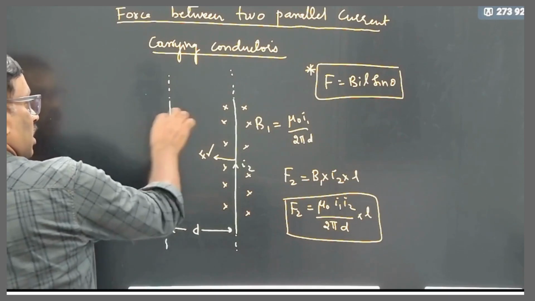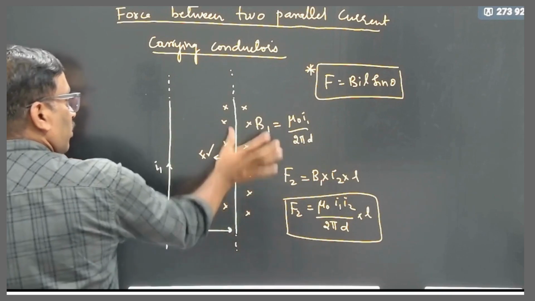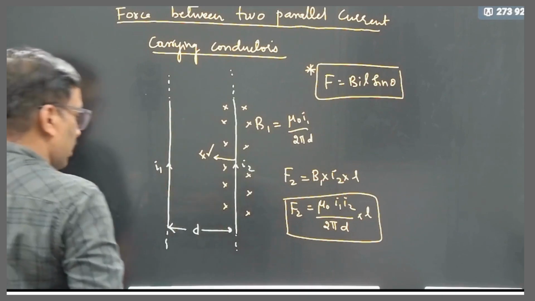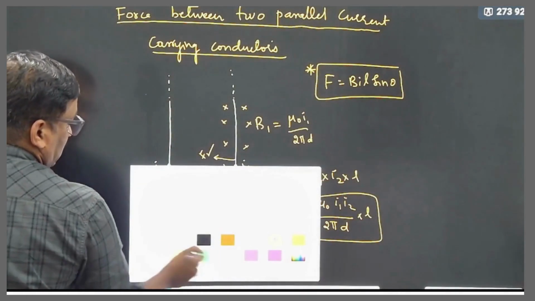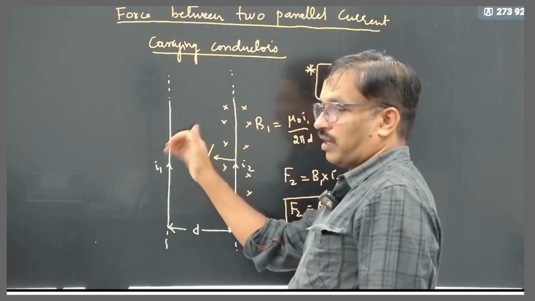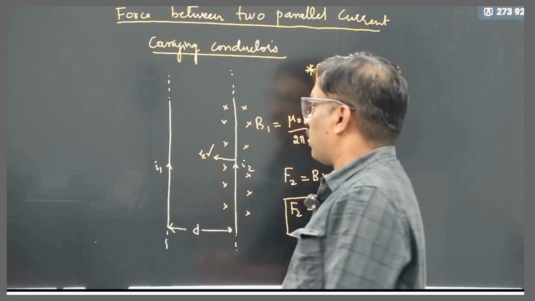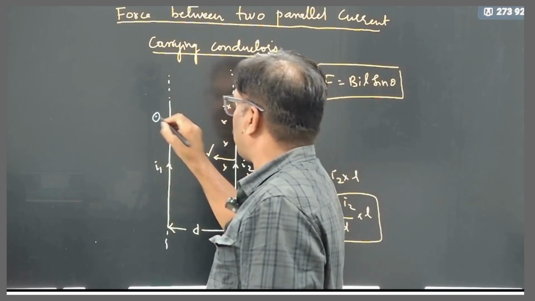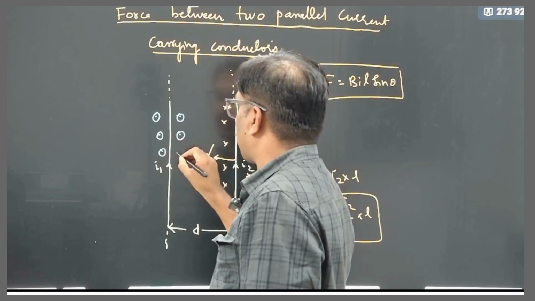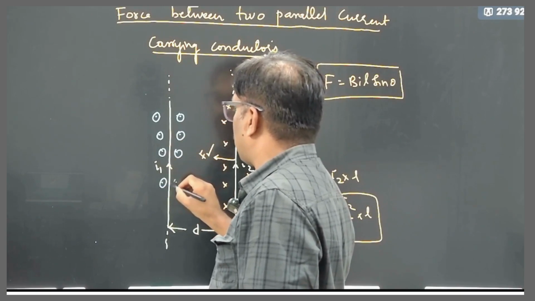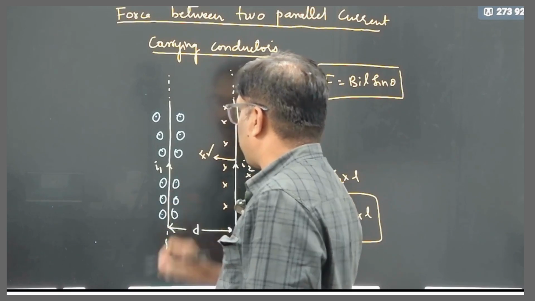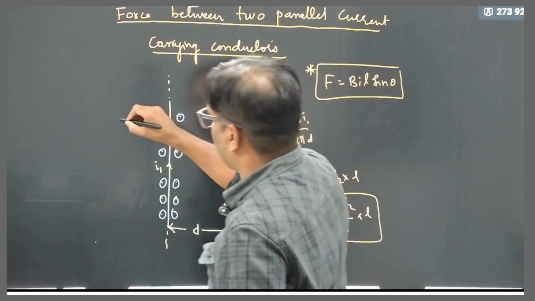So similarly, this wire also experiences a force. How? Because of this one, this current carrying conductor produces a magnetic field at this point. How? Here this is a current, therefore here the magnetic field will be there. This is outward, right? In this way the magnetic field is created. Clear? So the magnetic field is created in this way, and in which direction? Therefore it is B2.